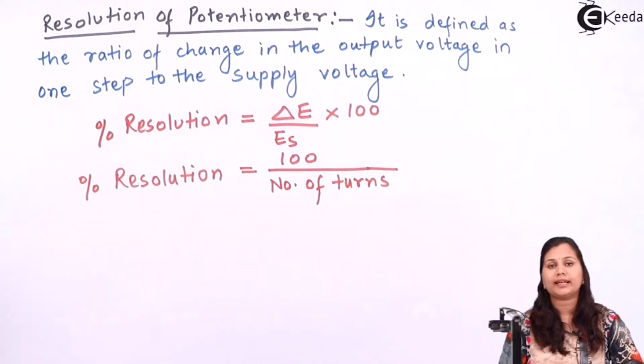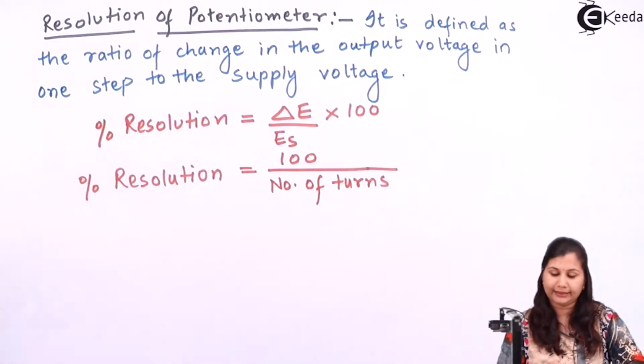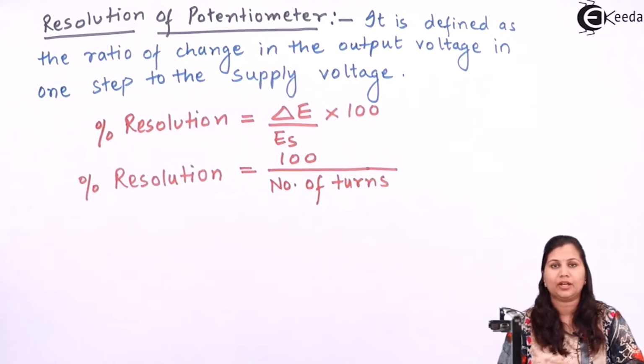Then we studied how the potentiometer can be used as an error detector, the double-ended arrangement. And in the last, we studied the resolution of the potentiometer and how it can be calculated. So I hope this topic is clear to you.